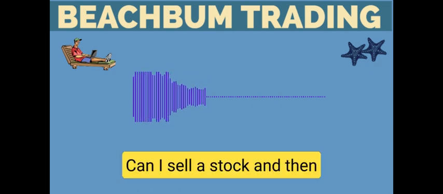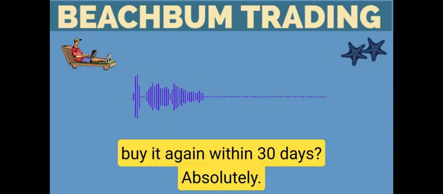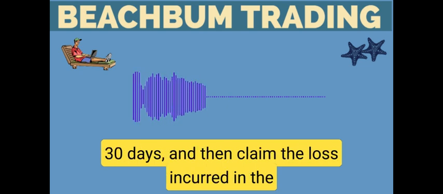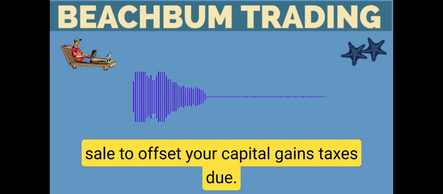Can I sell a stock and then buy it again within 30 days? Absolutely. You just can't sell a stock, buy it again within 30 days, and then claim the loss incurred in the sale to offset your capital gains taxes due.